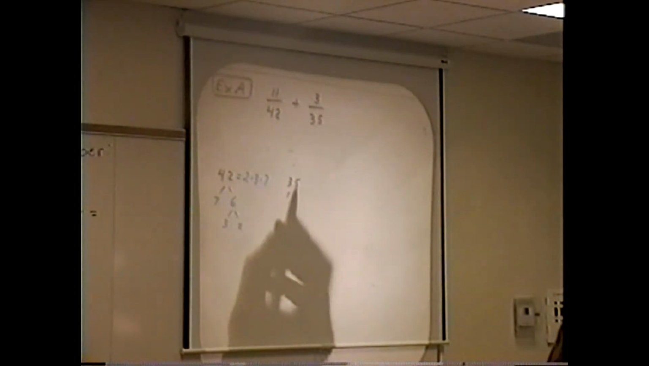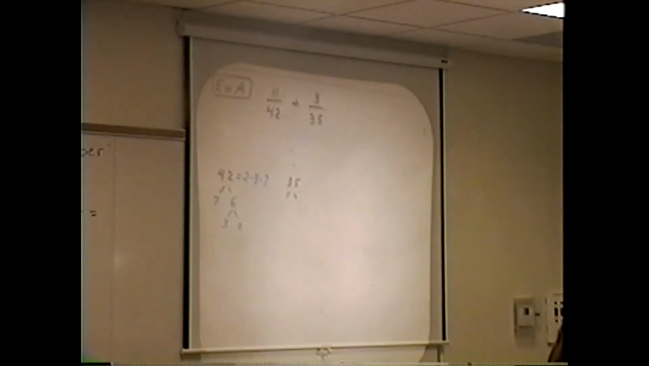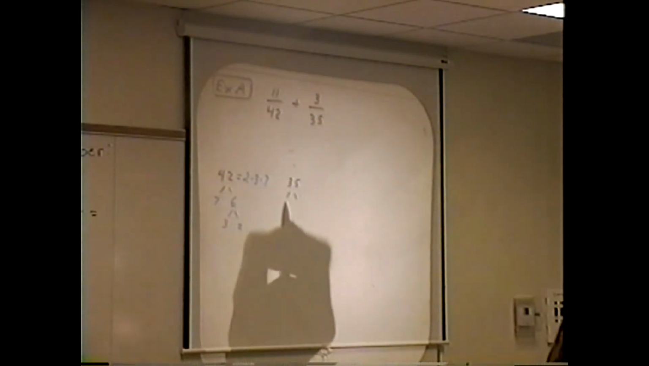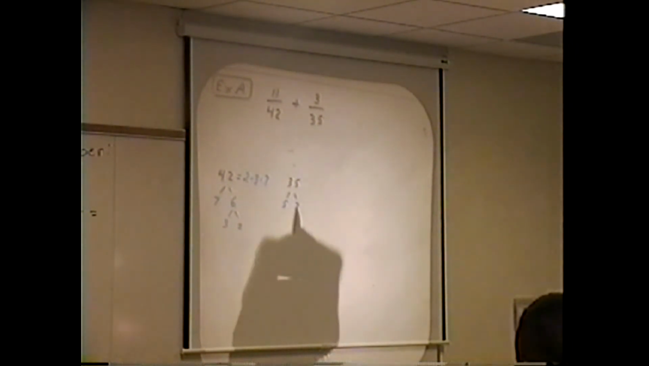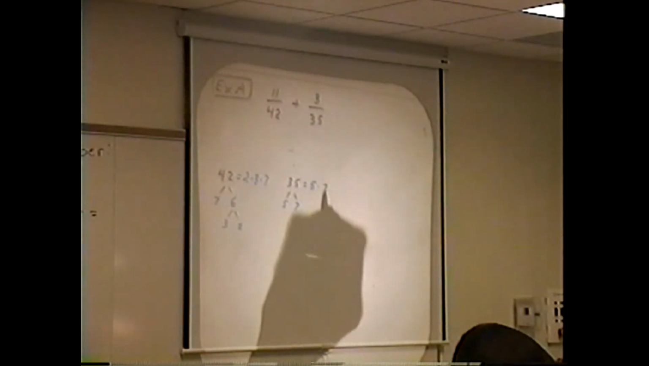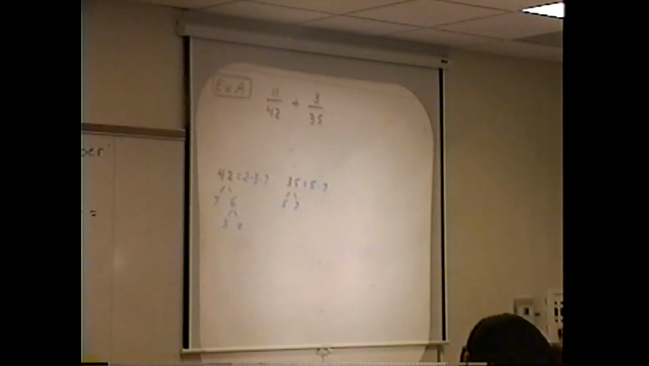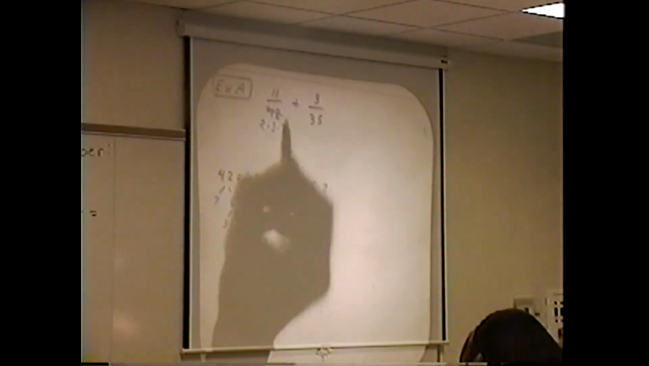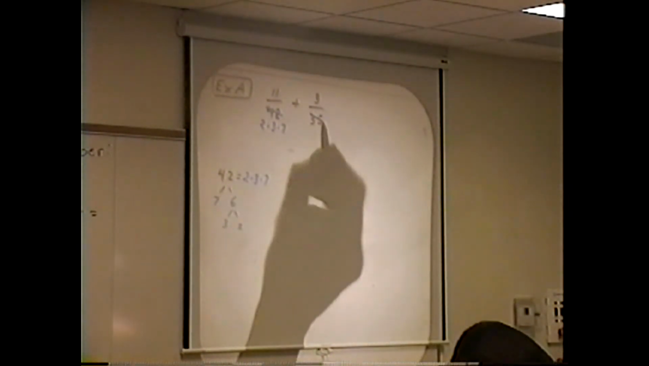Why not do 2 and 20? You can. You mean 2 and 21? Yes. But then you get 3 and 7, and you get 6. 35? 5 times 7 and you're done, because 5 times 7, both of them are primes. That is the prime factorization of 35. What I'm going to do is rewrite this: 2 times 3 times 7, and this one 5 times 7.